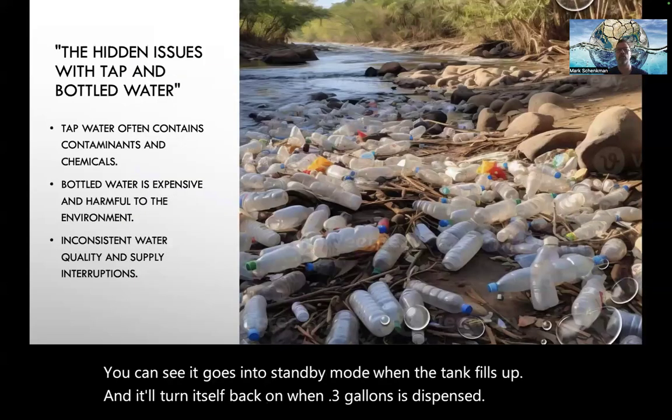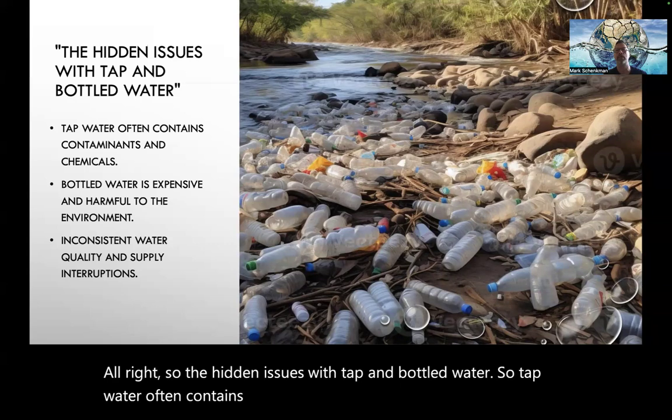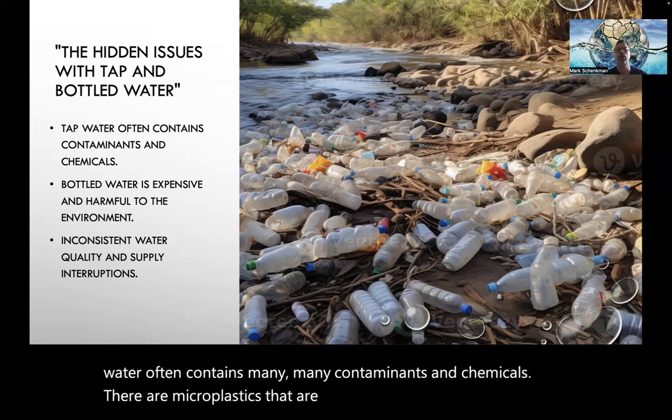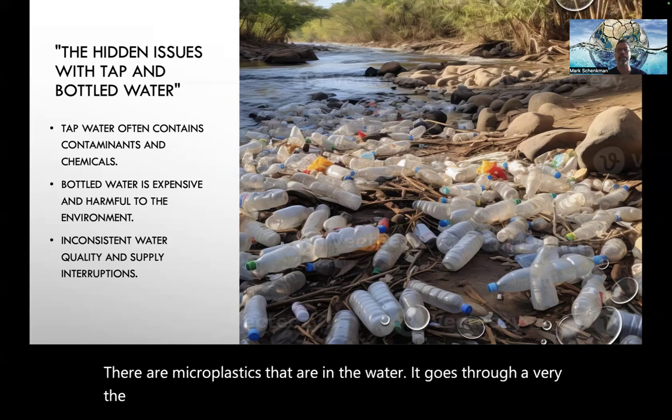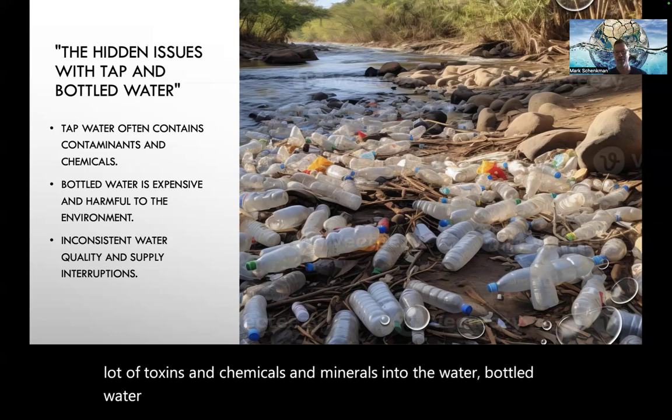All right, so the hidden issues with tap and bottled water. Tap water often contains many, many contaminants and chemicals. There are microplastics in the water. The water is clean when it leaves the plant, but it comes through many old pipes that leach a lot of toxins, chemicals and minerals into the water. Bottled water is expensive and harmful to the environment.